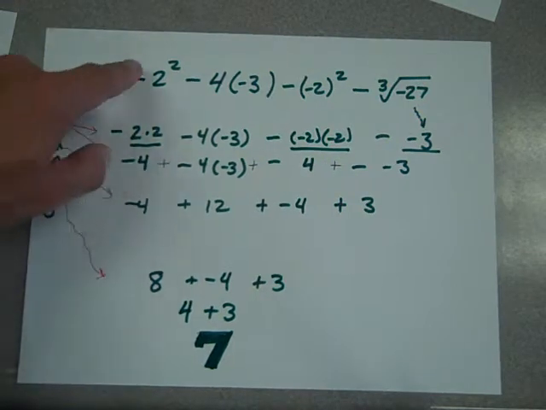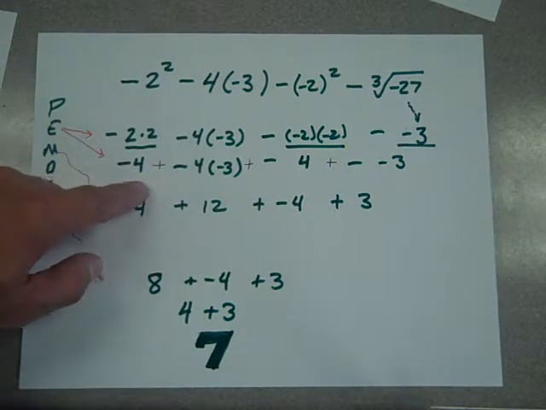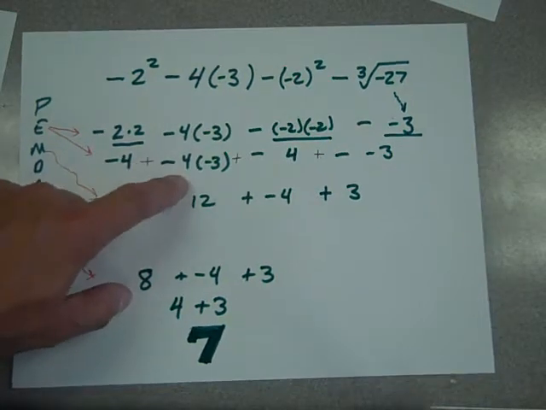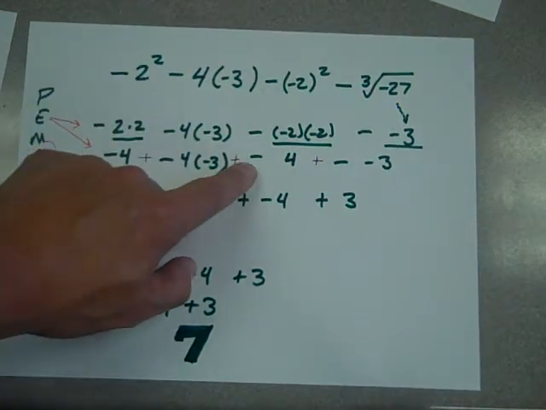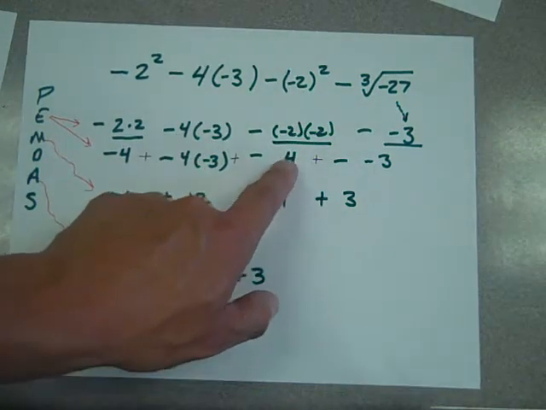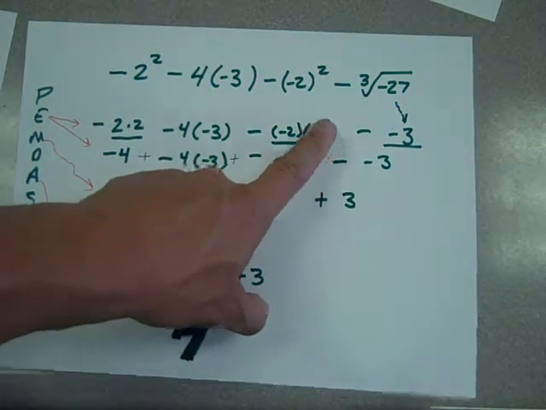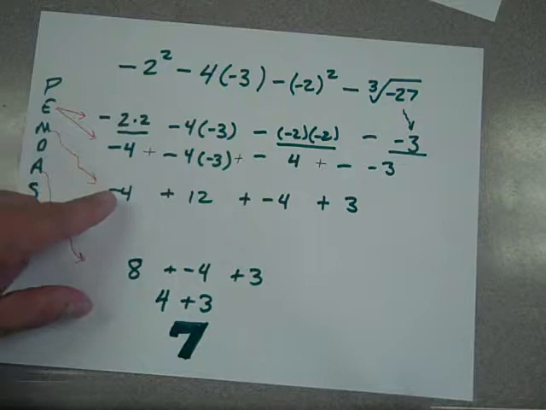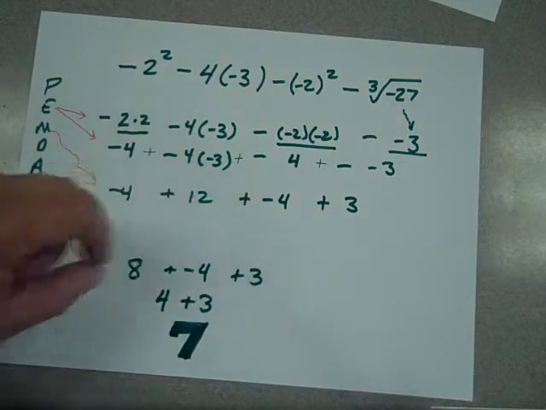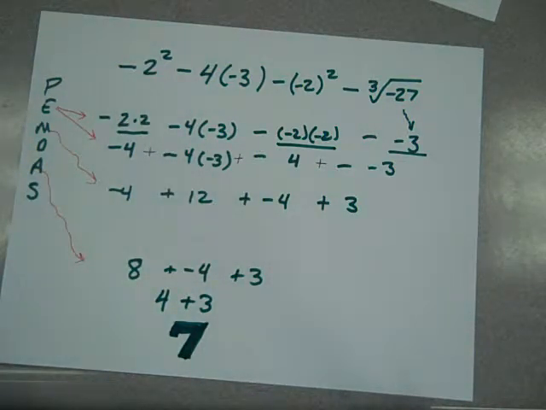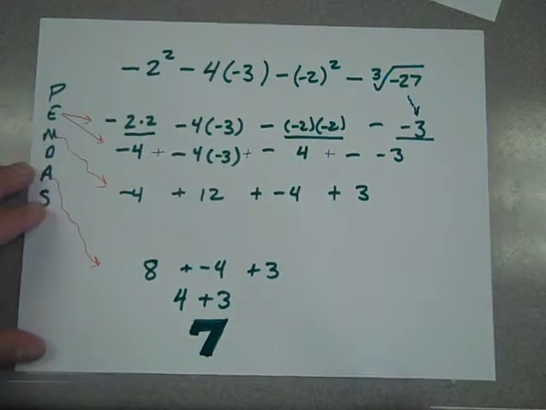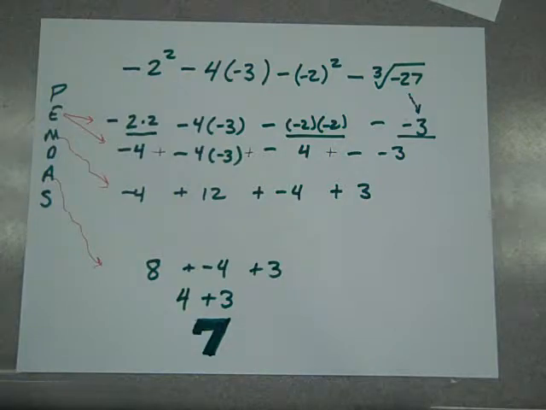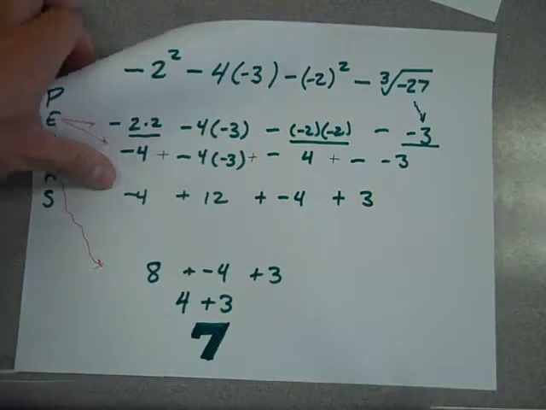And now I finished doing the exponents. 2 times 2 is 4, so negative 2 squared is negative 4, plus negative 4 times negative 3, plus negative 2 times negative 2 is positive 4, plus this negative in the front here, and the cube root of negative 27 is negative 3. Now I handle my multiplication. Negative 4 plus 12 plus negative 4, negative 3 becomes positive 3. And since I put addition signs in, now it's all addition. And I can simply do the addition and get to the result of 7.